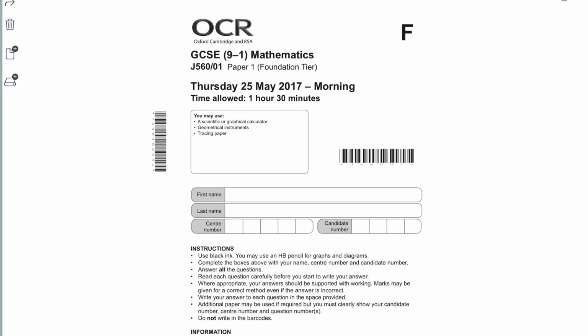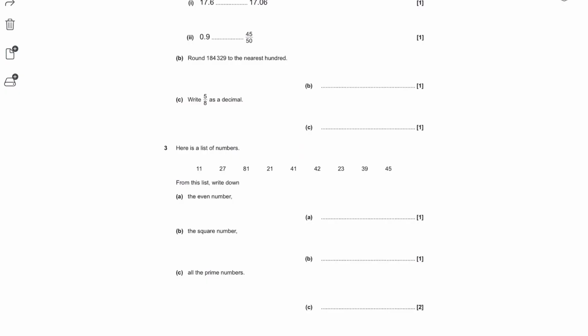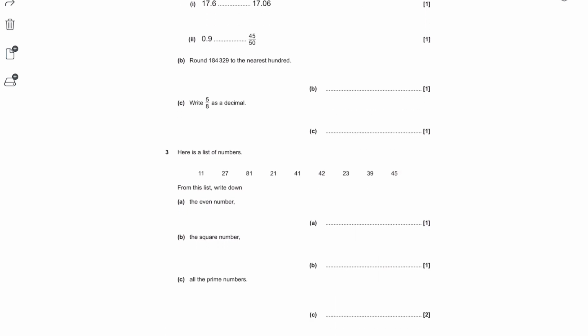Hi, so today we're going to be covering an OCR Foundation Tier Paper 1 from 2017. Measure angle A using a protractor, that would be 44 degrees. This would be an acute angle. This would be a parallel line. Use one of the symbols to make each statement true.